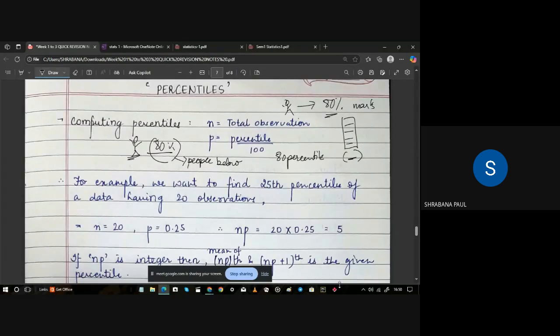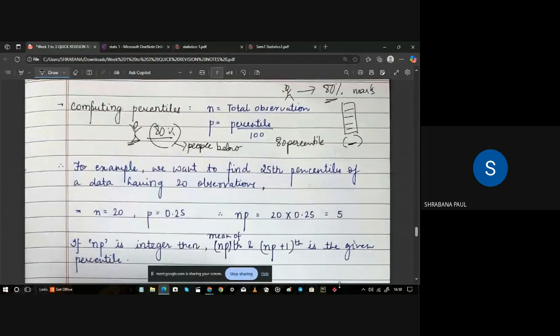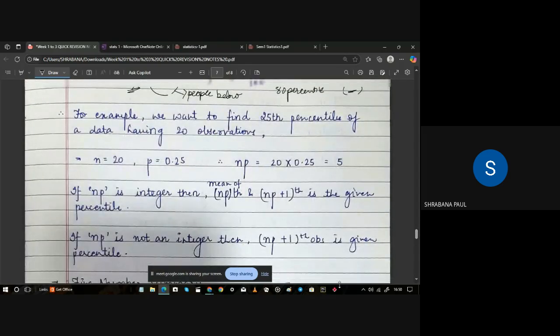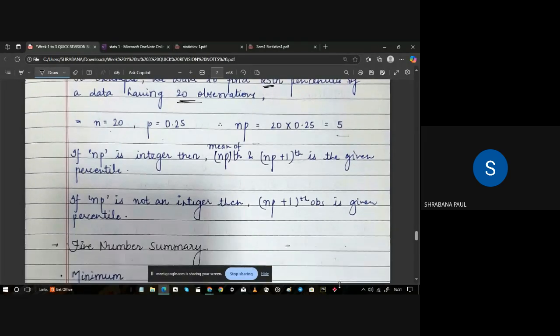So percentile is a measure indicating the value below which a given percentage of observations falls. Okay. Now to compute percentile, where n is the total observations, p is the percentile, for example, we give you a question: we want to find the 25th percentile. 25% of people fall below this percentile, and the data has 20 observations. So n into p, we will calculate how many people come before that 25th percentile.